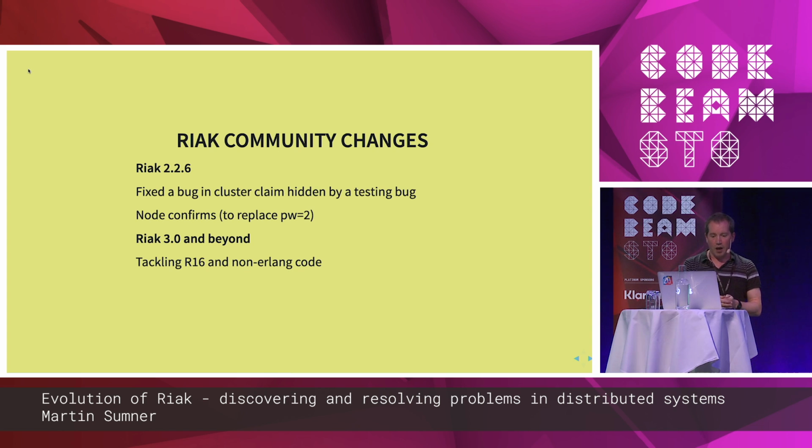But for Riak 3.0 and beyond, we're going to do a lot more stuff around getting rid of R16, moving on to version 20 and beyond, and also trying to get rid of non-Erlang code, because the non-Erlang code is harder for us to test. It's harder for us to reason about. It causes us to have to take one sort of code head off and put another code head on. And so the more we can get rid of that, the better.